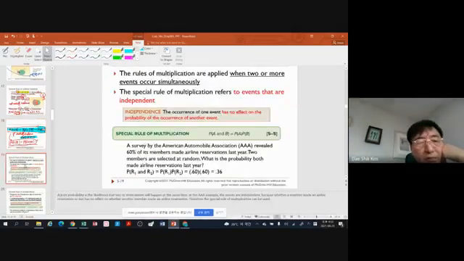Then I will go to multiplication. Multiplication will be applied when two or more events happen simultaneously. So it means P(A and B): A and B happen together.